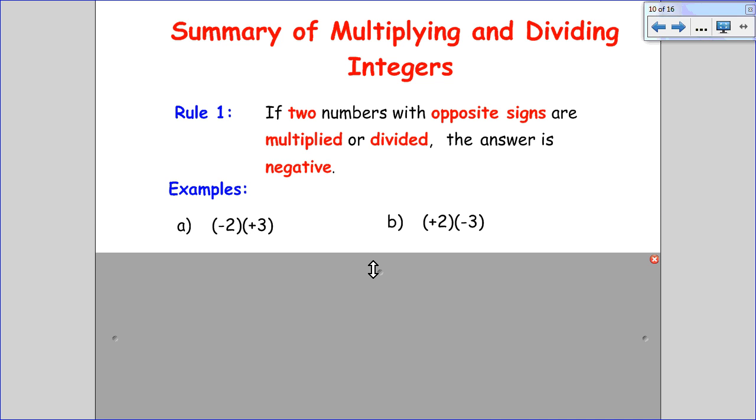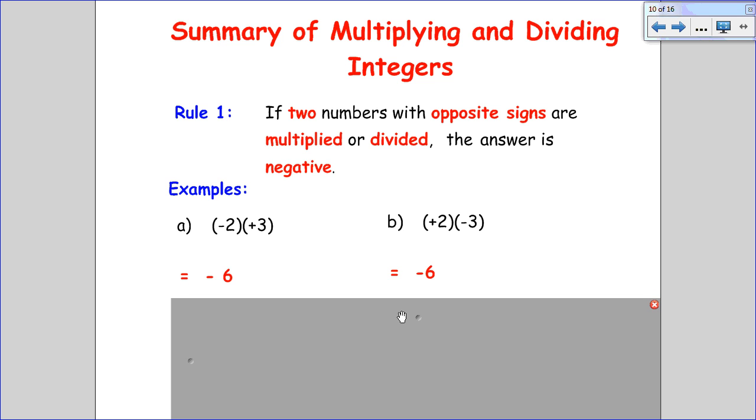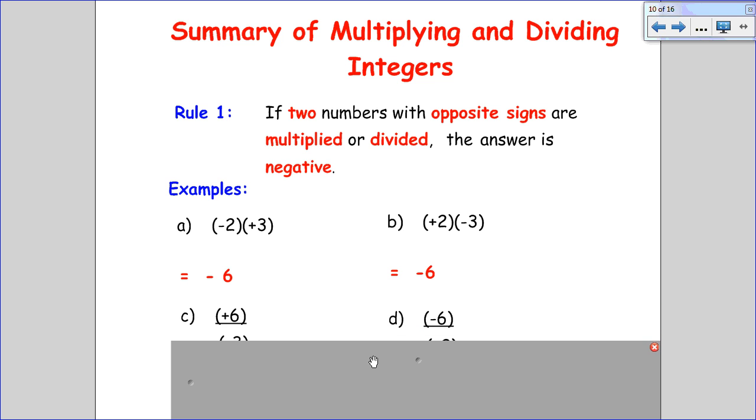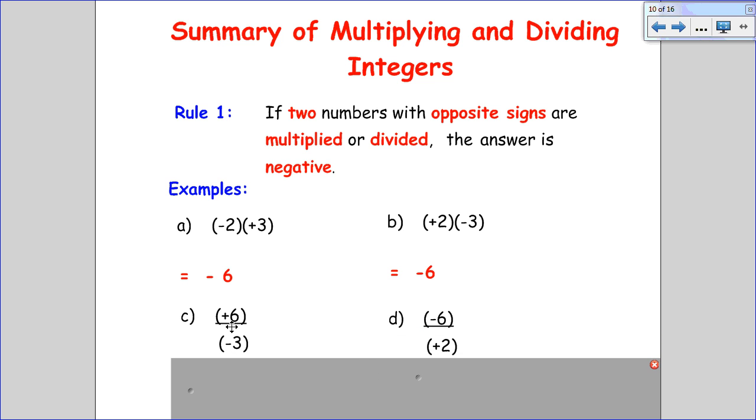So -2 times +3, multiply the numbers, and you've got one negative and one positive. The answer will be -6. +2 times -3, again, a positive times a negative gives me a negative, and just multiply the digits. Division, +6 divided by -3. Same thing, divide the numbers. 6 divided by 3 is 2. I've got a positive and a negative, opposite signs, we have a negative answer.